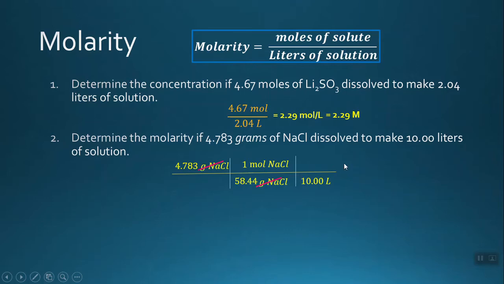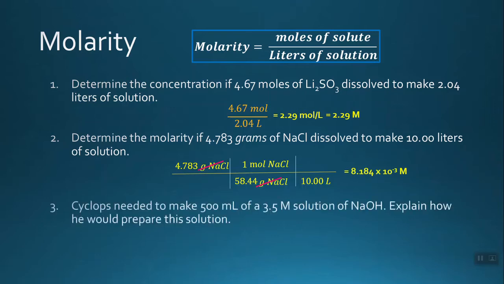So if I do this, on top I'll get moles, and on the bottom I'll get liters, right? Because my grams canceled out. So we're going to multiply and divide, and what do you get? You get 8.184 times 10 to the negative 3 molar solution, okay? And that's with significant digits, all right?